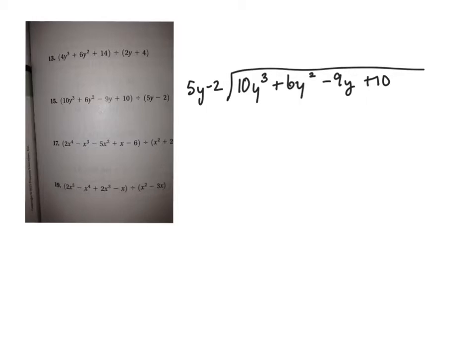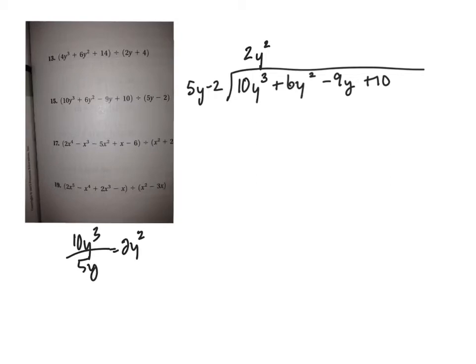Anyway, with this one here, if I'm dividing, I look to see how many times 5y will divide into 10y cubed. And the answer to that is 2y squared. So what I did there is I took 10y cubed and divided it by 5y, and that gave me the 2y squared.